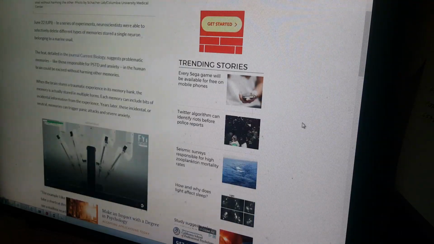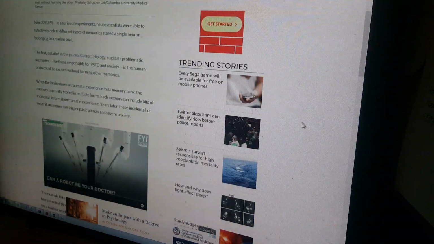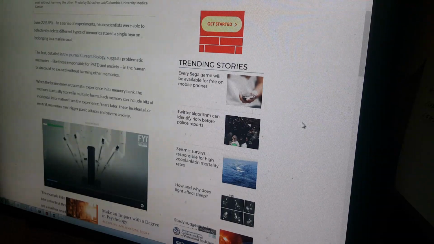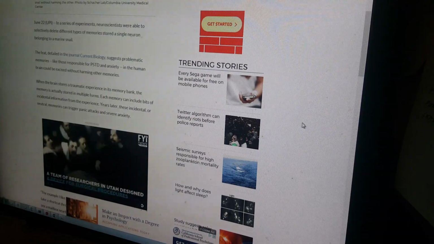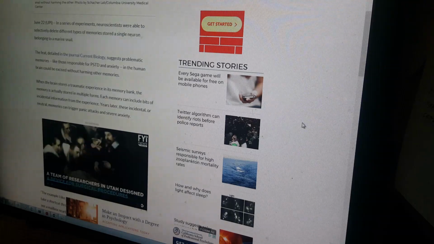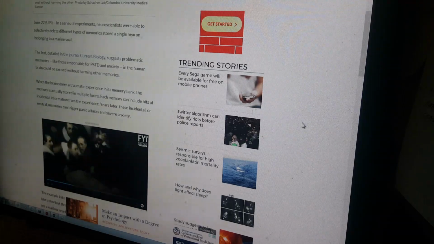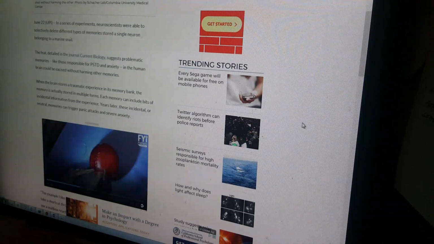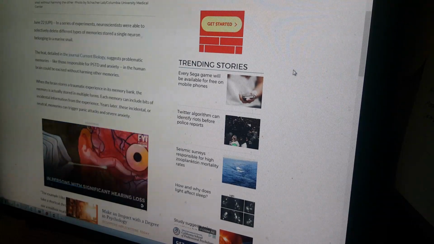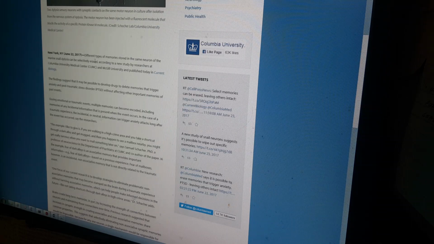In a series of experiments, neuroscientists were able to selectively delete different types of memories stored in a single neuron belonging to a marine snail. That's kind of interesting. I wouldn't know, first of all, how they would deduce whether or not the marine snail had its memories still. And number two, it seems like a marine snail is kind of a step above an amoeba, but, well, not quite an amoeba. Oh no, wait, I wanted to read this article.